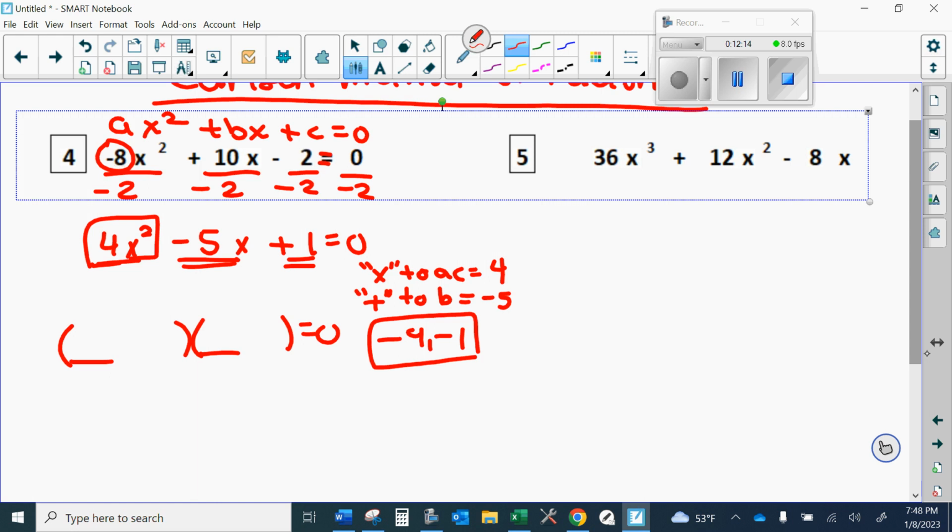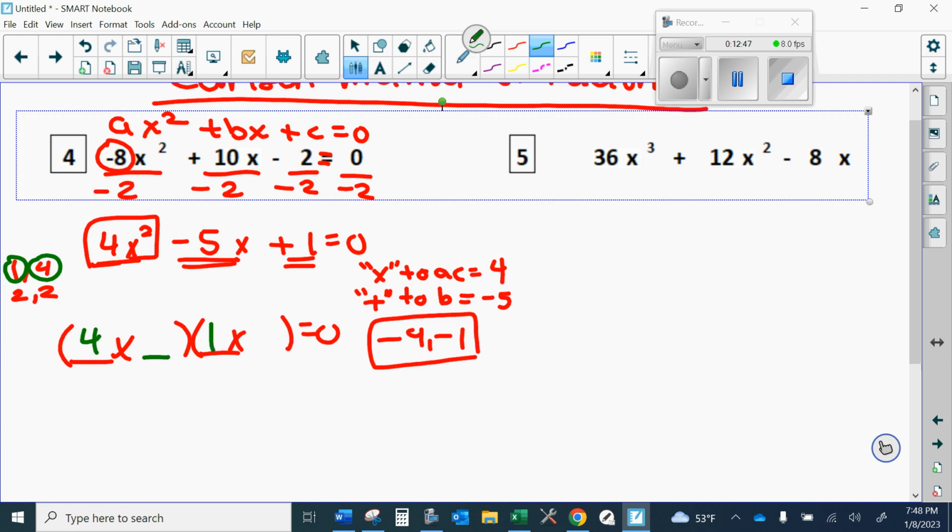Well, is there only one option that multiplies to 4x squared? No, I could have 1 times 4, or I could have 2 times 2. We know it's going to be x and x, that's what multiplies to x squared. Now the question is, which is it? 1 and 4 or 2 and 2? Okay, well, what I do is I always start with the highest one. It's usually the easiest one to eliminate, or it works. Does 4 times a number give me -4 or -1? Yes, it does. And does 1 times a number give me the other one? Yes, it does. So therefore, it's going to be 4x and 1x.